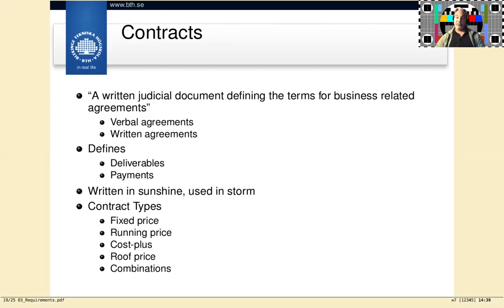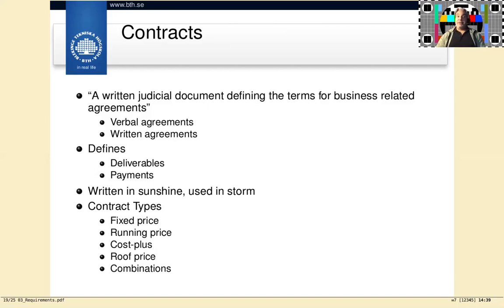Different contract types, different ways of setting up a development project. You can do fixed price. Basically, it'll take as long as it takes, and you pay us a certain specified amount of money for doing this project. You run the risk there that if it takes longer, or if there are changes that are not part of the contract, then you run a risk of working for free, really. Running price, basically working on the meter.